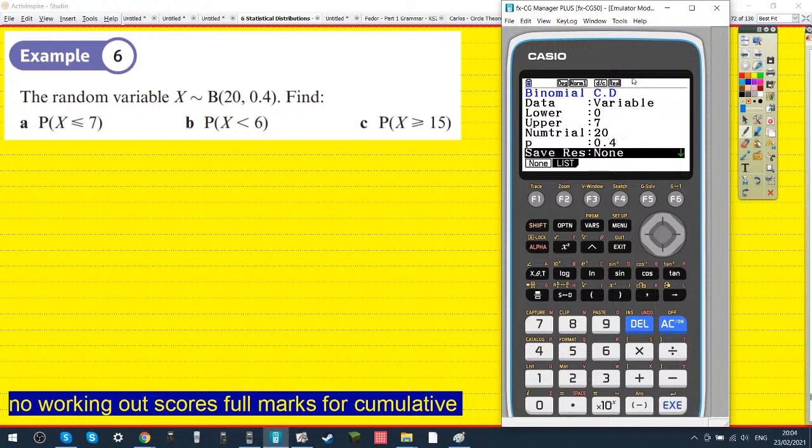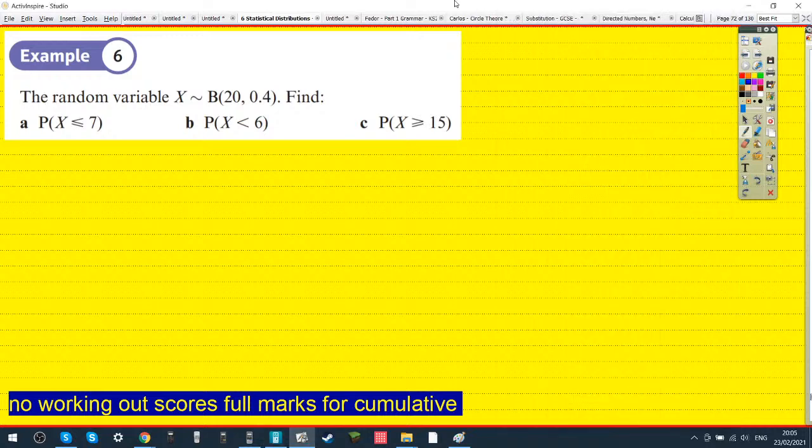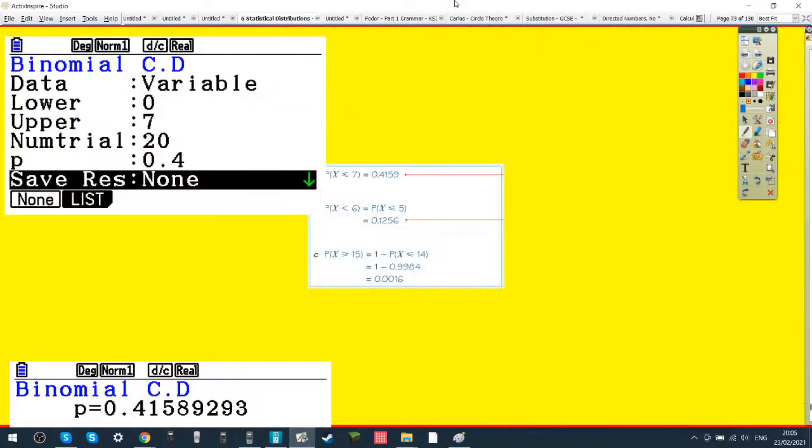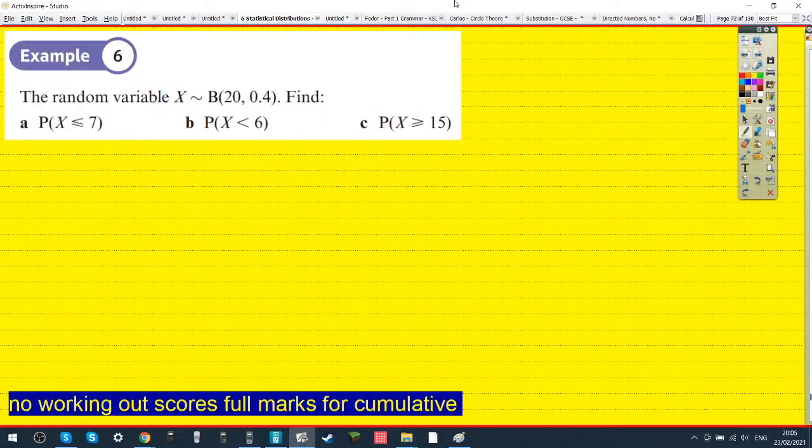And then what do we hit after that? Equals. I got 0.4 something. Oh yeah, 0.416, sorry. Okay, let me just take a look. 0.416, yep. So what do you think about B?